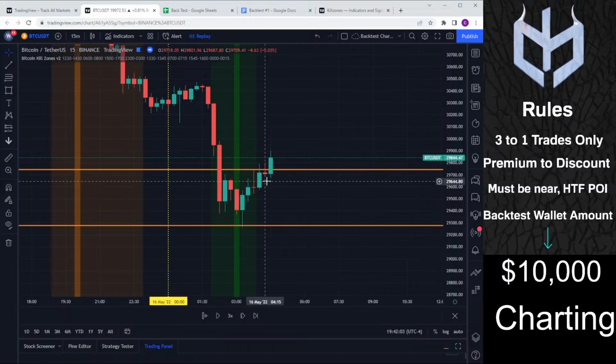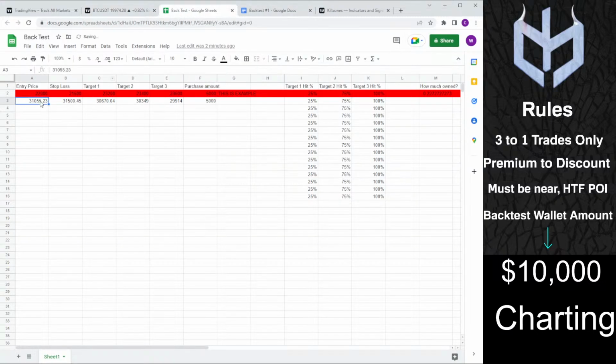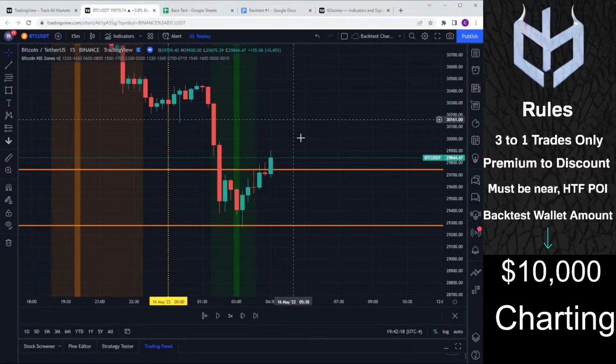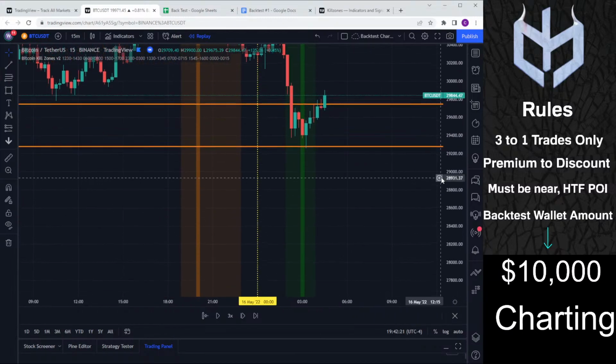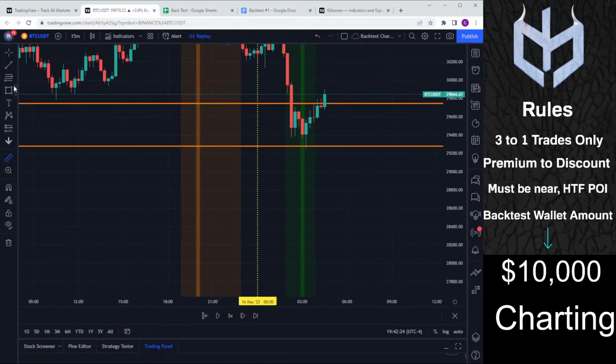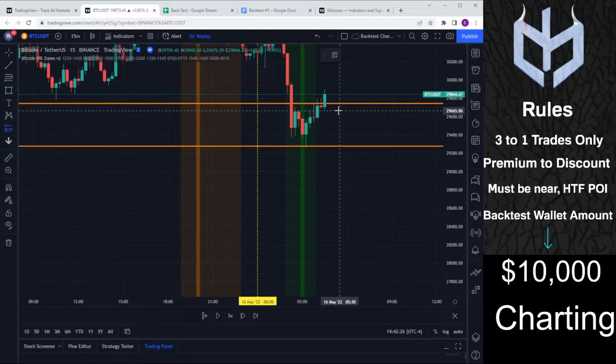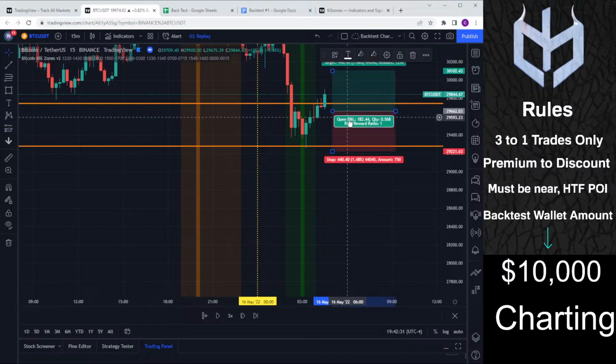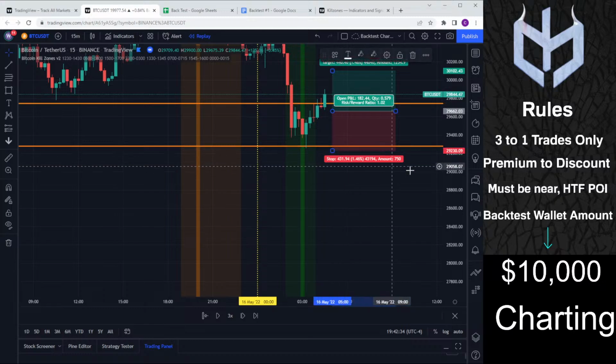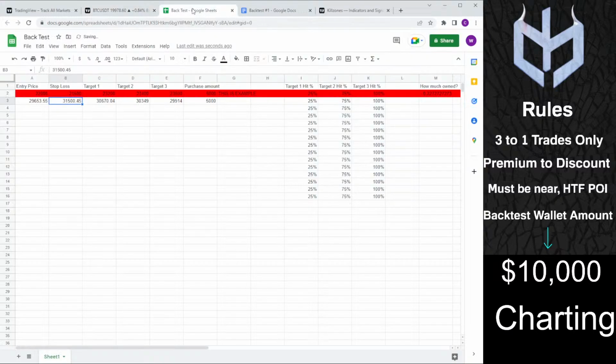Okay. I'll take a trade here at 29653.55. This time I'll be taking a long, which where price is right now seems better. 29230 for stop loss.